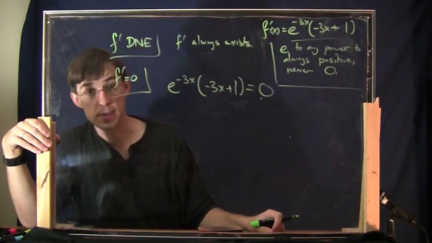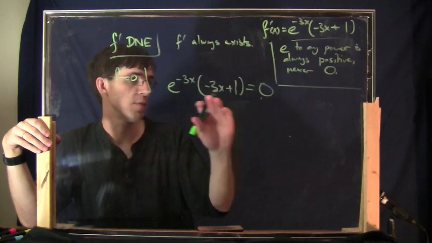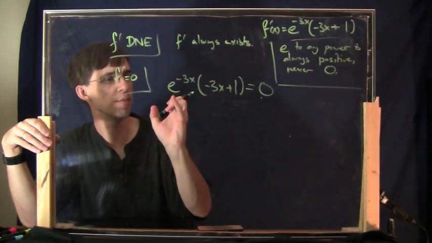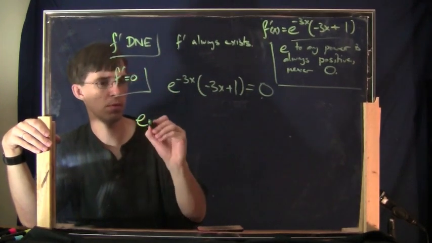And solve for x. Don't worry too much about this. It looks a little weird, but I have two things multiplied together, which equals 0. That means either the first one equals 0 or the second one equals 0.